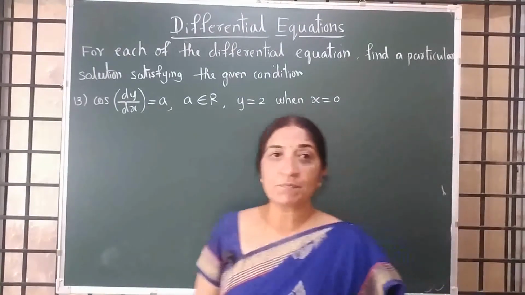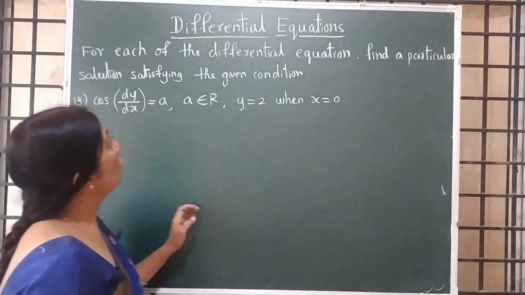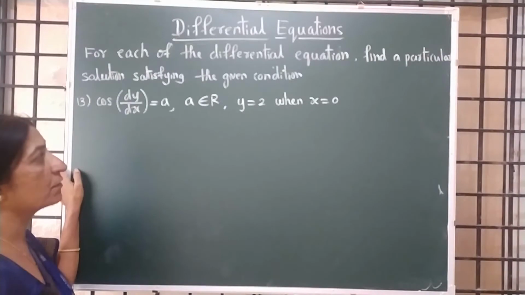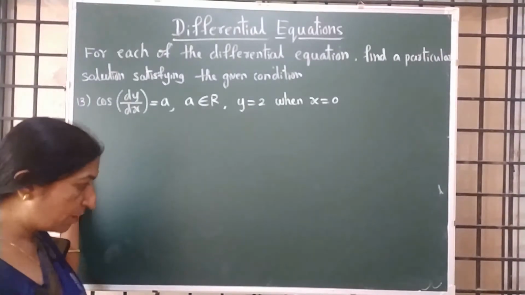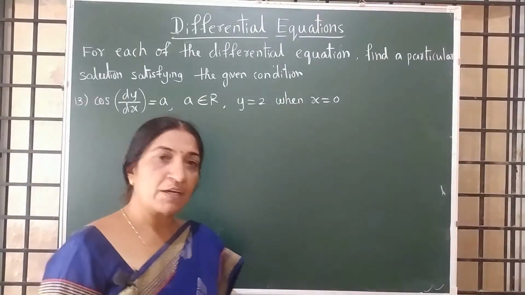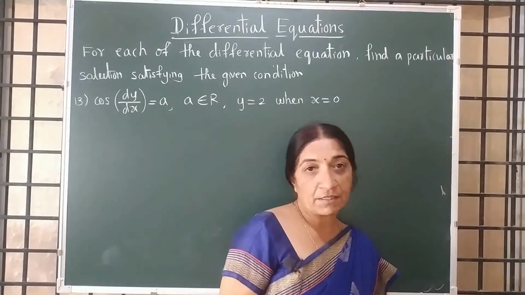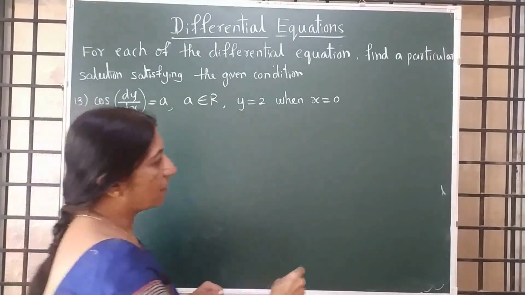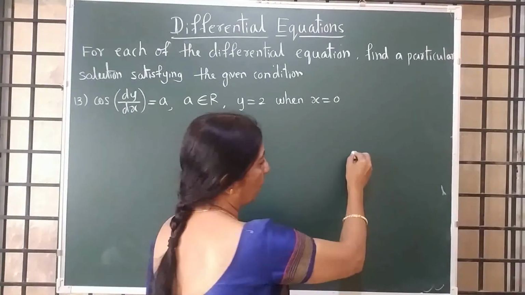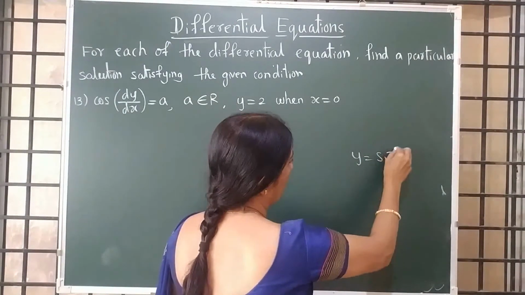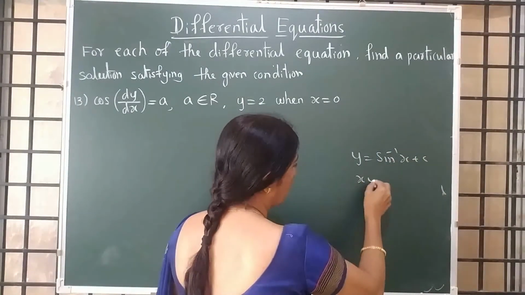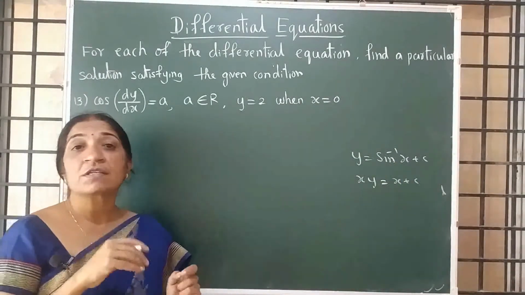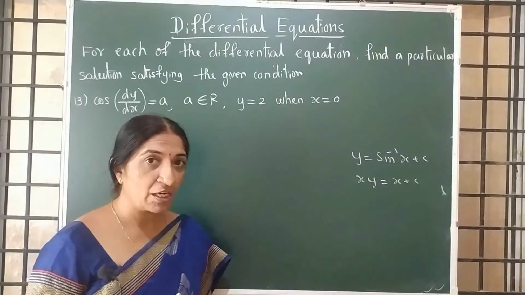See, the next important part is for each of the differential equations, find a particular solution satisfying the given condition. So already you are familiar. In the last class when I explained the examples, we wrote the general solution of the equation. Go back. See, in all the examples at last we have the C value. For example, y is equal to sin inverse x plus c, or xy is equal to x plus c, like that. And with C we wrote this is the general solution of the given differential equation.